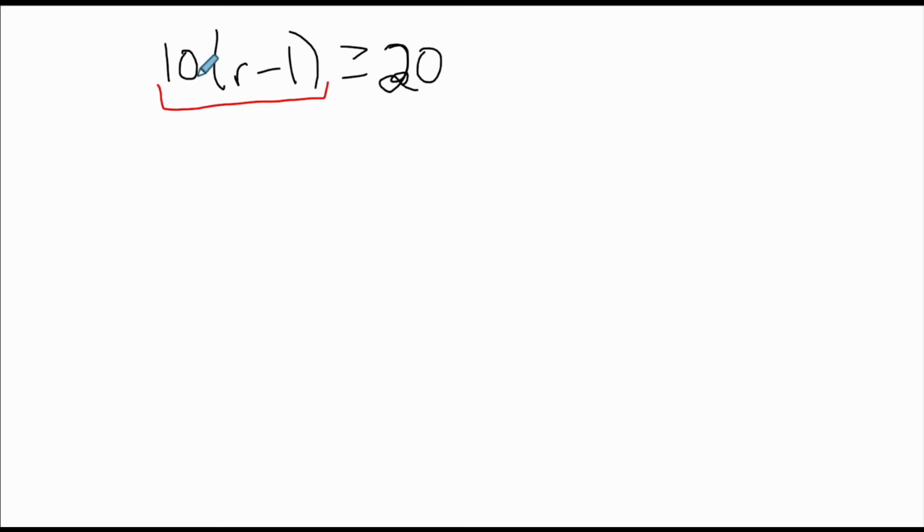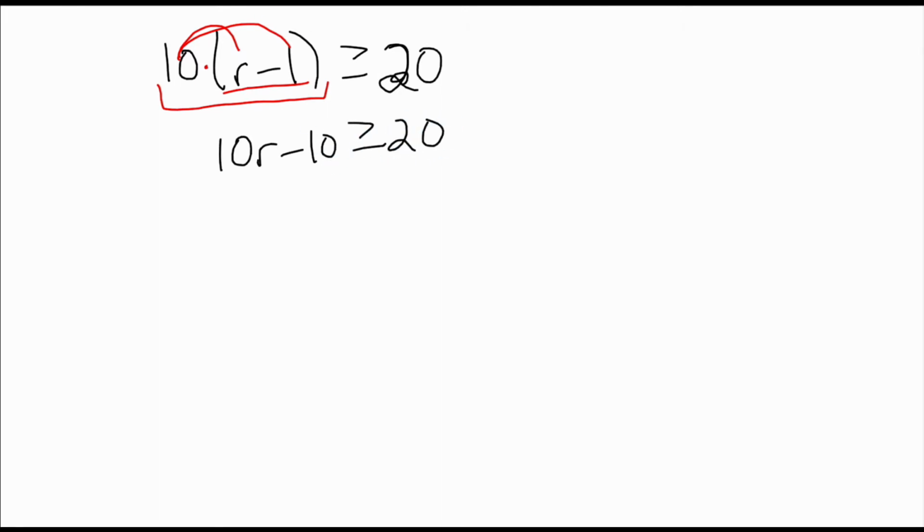So the first example problem that we're going to look at is 10 times (r minus 1), it's in parentheses, is greater than or equal to 20. So the first thing that I would look to do here is right here on the left side, since you've got 10 times this thing in parentheses, you can distribute the 10 to the r and the 10 to the 1. So what that's then going to look like is 10r minus 10 is greater than or equal to 20.